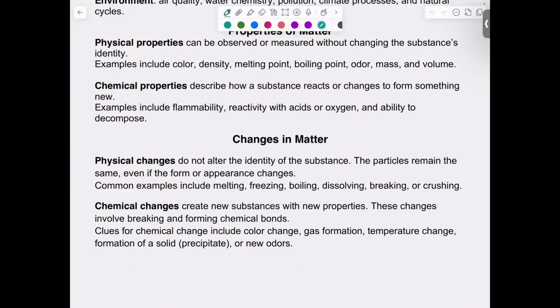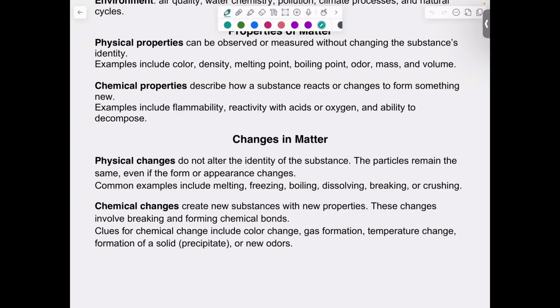We also have the formation of a solid, and in this case, we call it a precipitate. This is where typically we combine two aqueous solutions with water and different solutes in them. And what they do is they break up in the water and the different ions combine to make a new solid. And you can tell a chemical reaction took place. New odors are also a key hallmark of a chemical change.